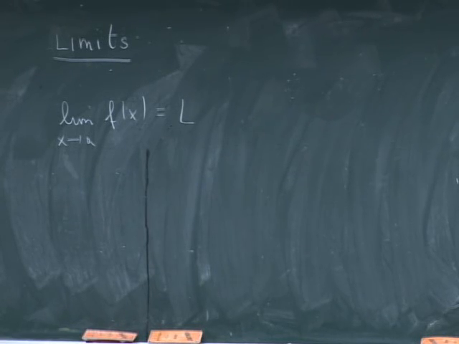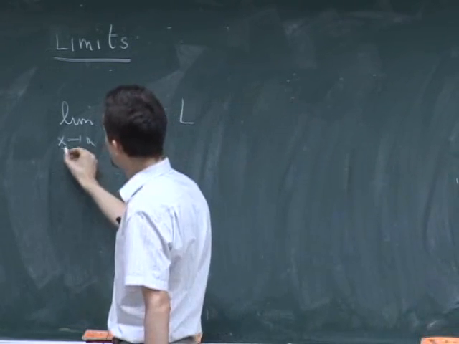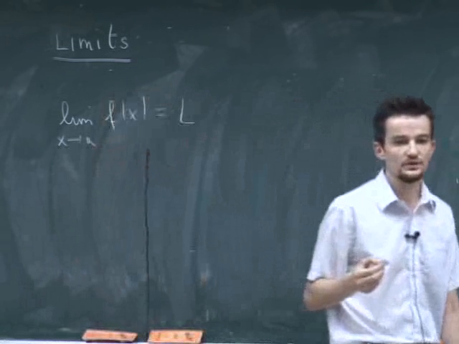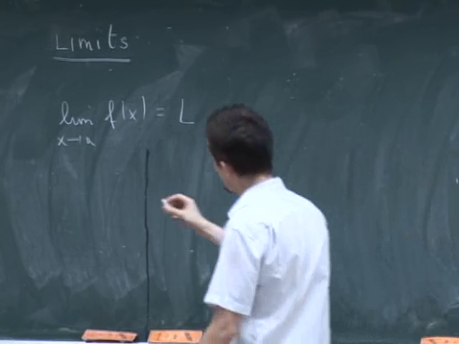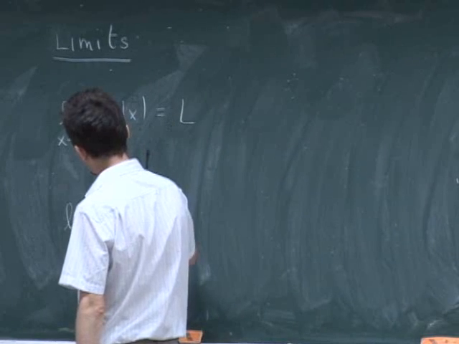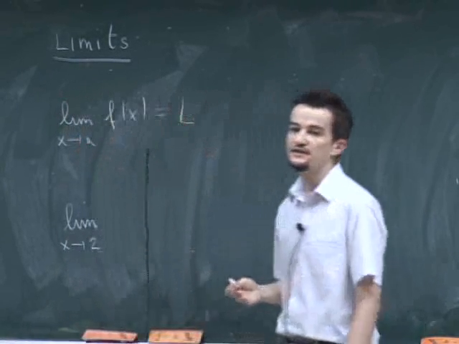Now, last time I also stressed that even though x is getting close to a, x will not be equal to a. We will stay away from a. This is something which is important in the definition of the limit. In many cases, the function will not even be defined at a.